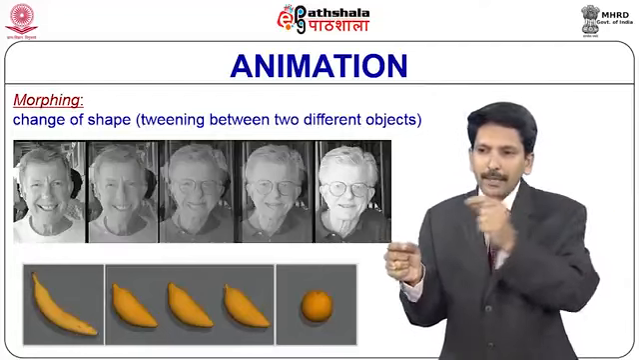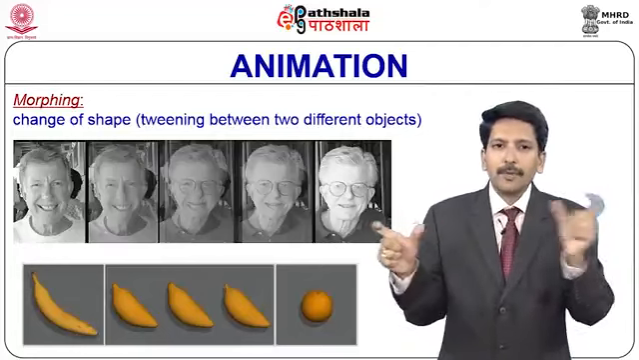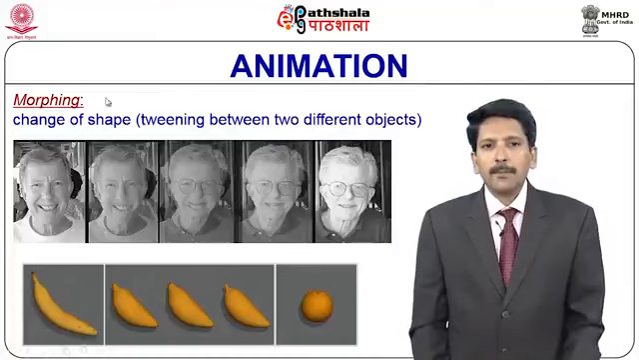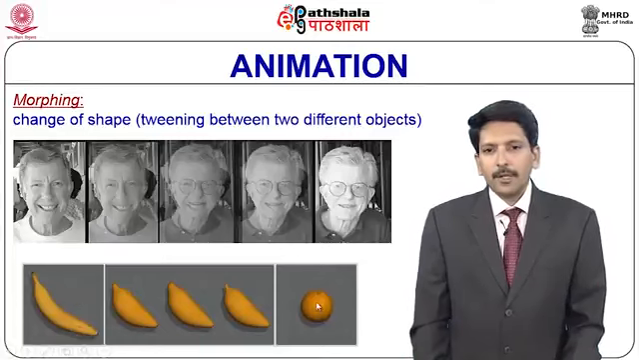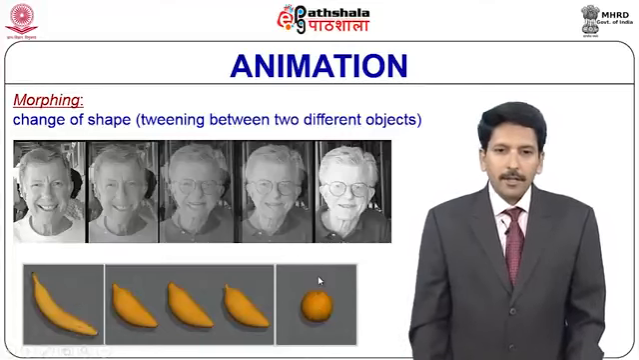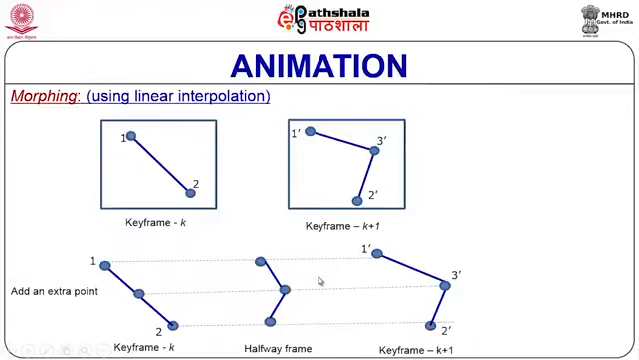So, we will be mapping these vertices, and according to the shapes we will be changing it. As you can see here, a person is changed to another person, an object like a banana is changed to some other object like an orange or something. Okay. So, that is where the morphing technique is so useful.